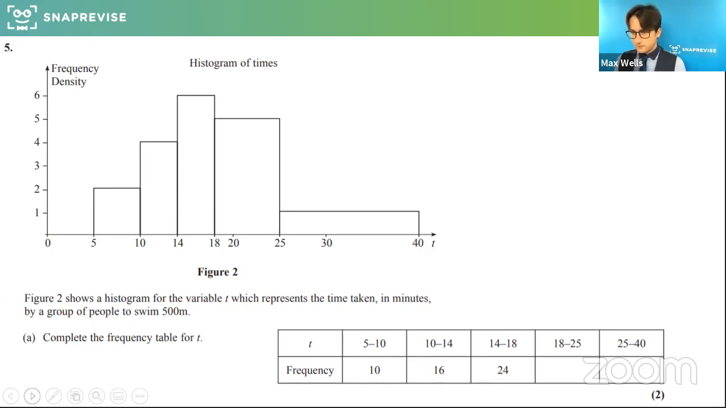Histograms are a way of displaying grouped, continuous data. And time is the continuous variable here. We need to be careful because it's a little bit different to a bar chart. It's continuous data, so what we need to look out for is how we deal with this. And we have this axis, which is the frequency density.